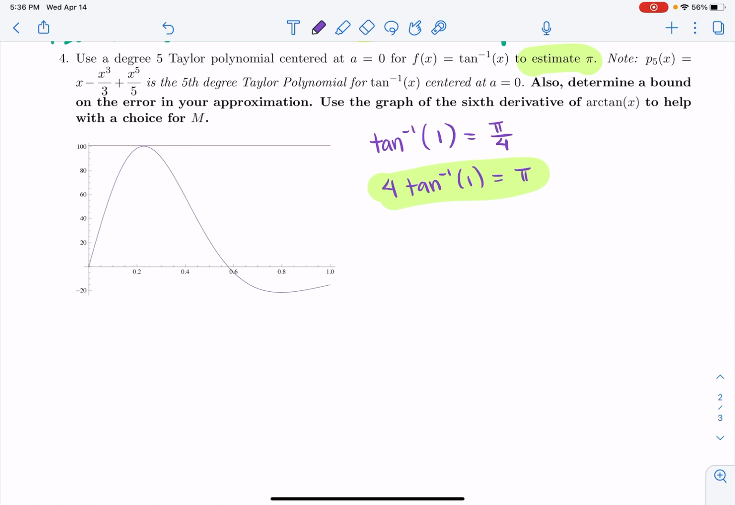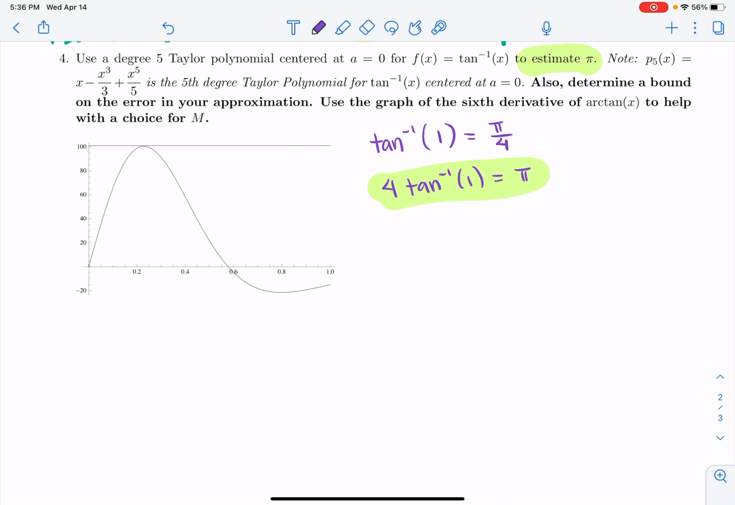So hopefully this would be a good estimate. I can't think of anything that would be a better fit, that would be easy. So we'll just go with that. Okay, so this means we're looking at inverse tangent of 1.